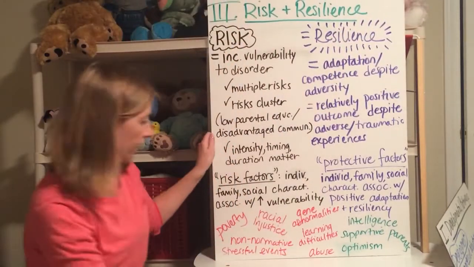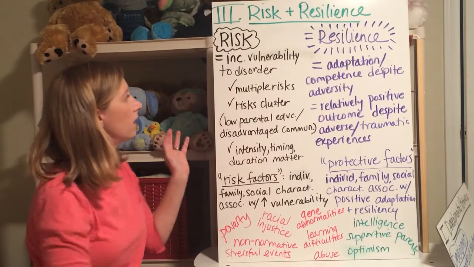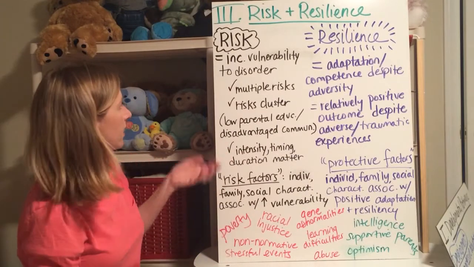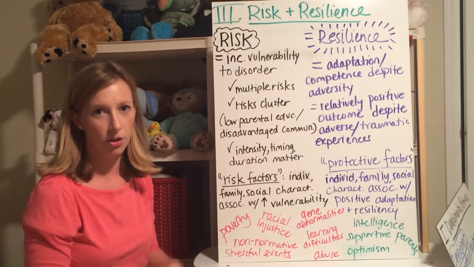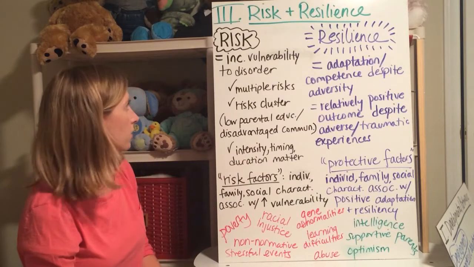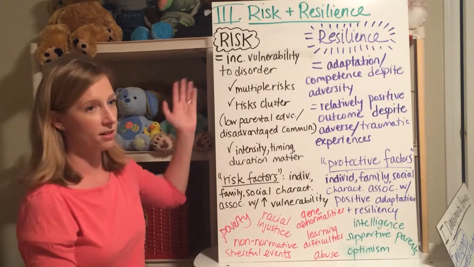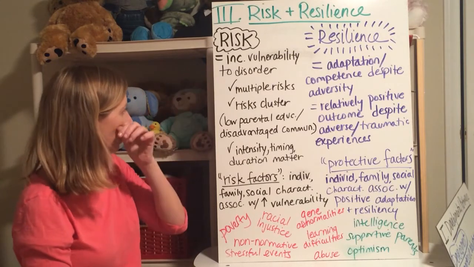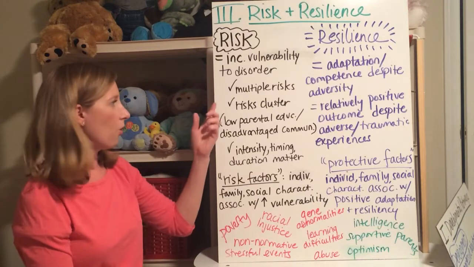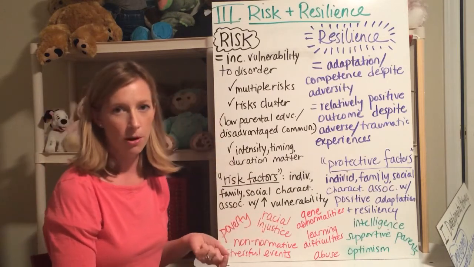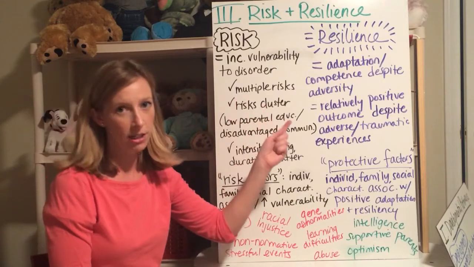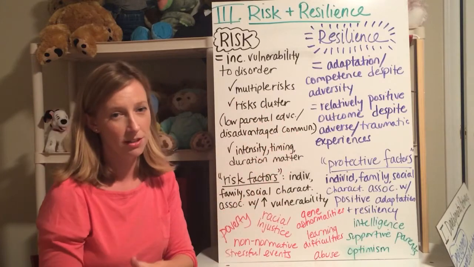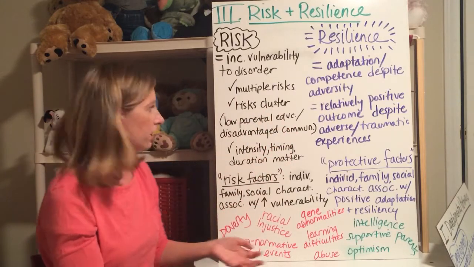Risk and resilience. We will do more with this in class, so I'm just going to give you the basics here. A definition of risk is increased vulnerability to disorder, especially for the purposes of our course. If someone is at risk for a disorder, that's what we're talking about, increased vulnerability. We know that we should be particularly concerned about kids who have multiple risks, okay? Multiple risks are more concerning than just one single risk.